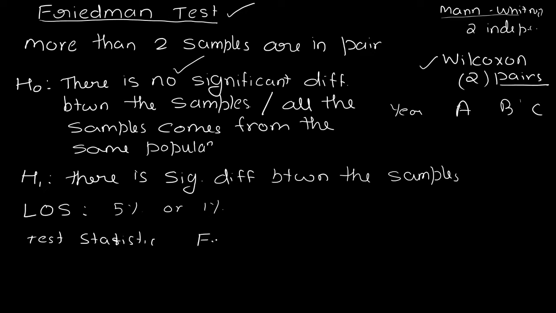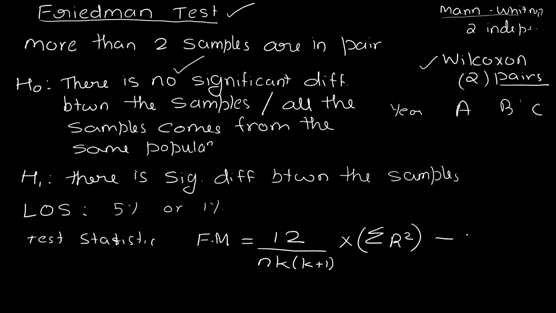The test statistic in this case is represented by Fm, F for Fried and M for man, Friedman. It is given by Fm = 12 / (nk(k+1)) × ΣR² − 3n(k+1). Now I will explain what n and k are.